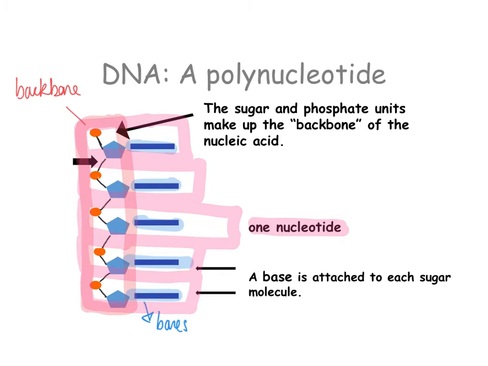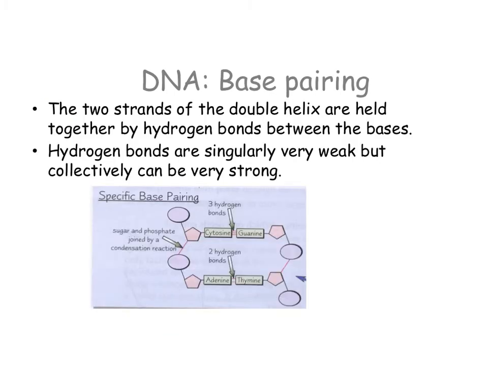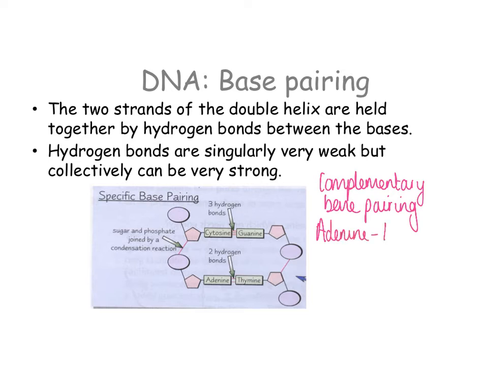And now we're going to look at how they are joined. The two strands of the helix are held together by hydrogen bonds. So as you can see here, we have cytosine binding guanine, adenine and thymine, and we call that complementary base pairing. And we have known that adenine always binds with thymine and cytosine always binds with guanine.